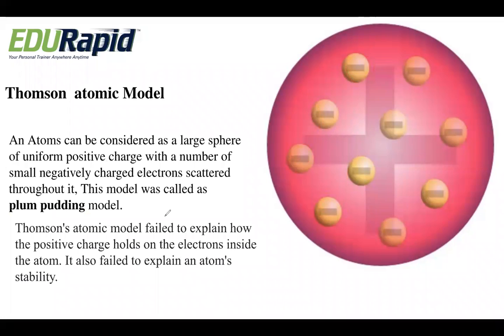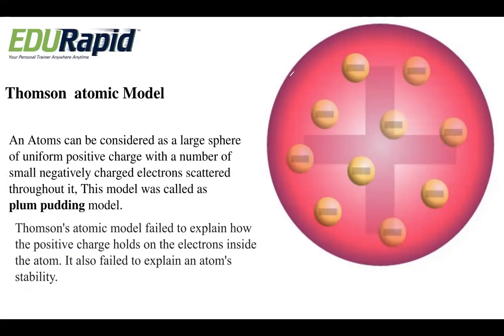Thomson's atomic model failed to explain how the positive charge holds the electrons inside the atom, and it also failed to explain an atom's stability. Right? When the negative charges are scattered over the positive charge, there are chances of repulsion between the negative charges. So he couldn't explain how the stability of an atom could be maintained. This was one of the greatest limitations of J.J. Thomson's atomic model, which is the instability of the atom.